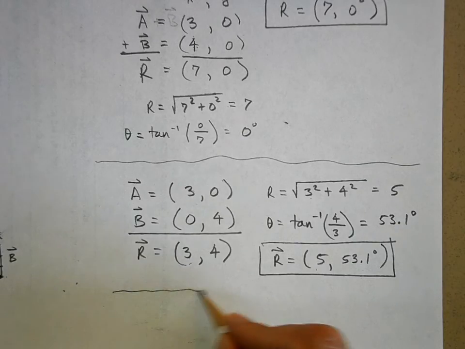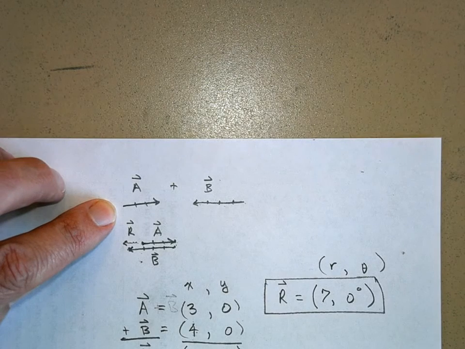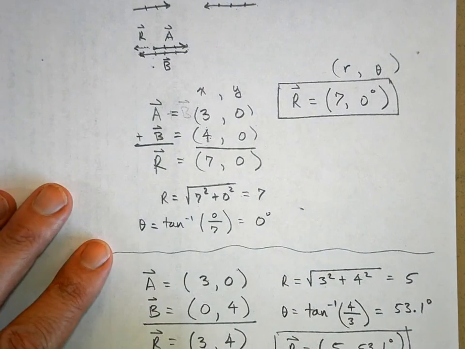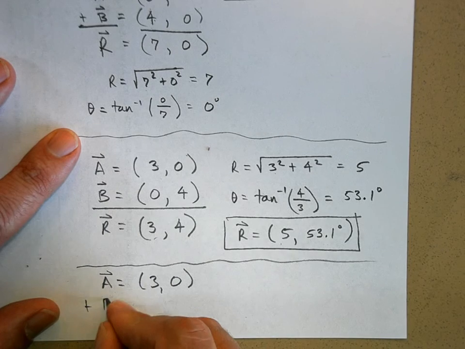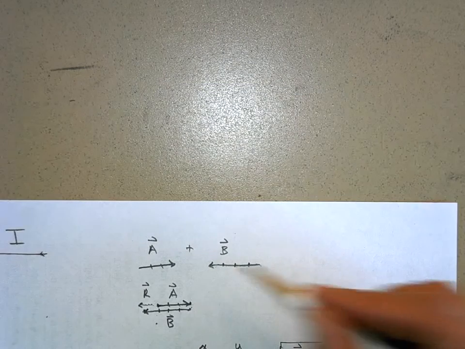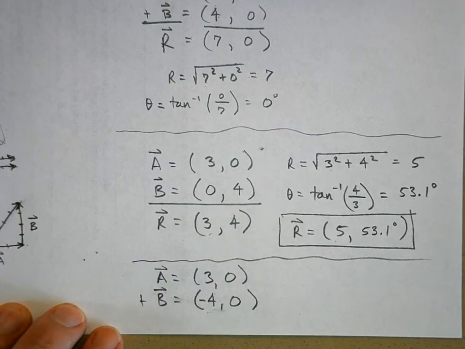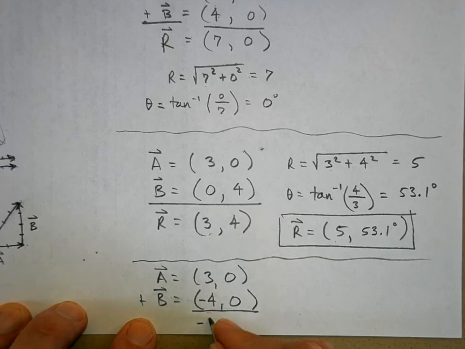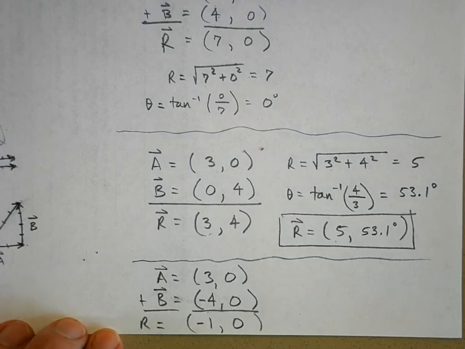Finally, let's do our last example. If you look at A, it's 3 meters, or 3 whatever units, in the x direction and 0 in the y, plus B. Well, let's take a look at B. It's 1, 2, 3, 4 units long, but it's in the negative x direction. So this is going to be negative 4 and 0. So the result is going to be negative 1 in the x and 0 in the y. And that's my result.